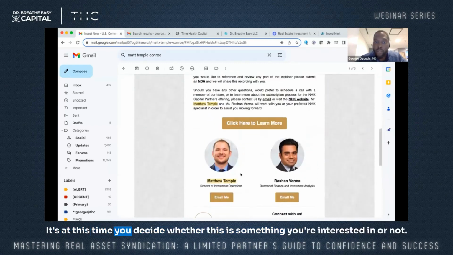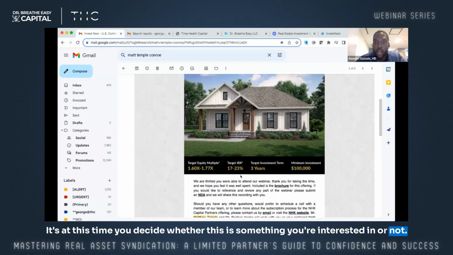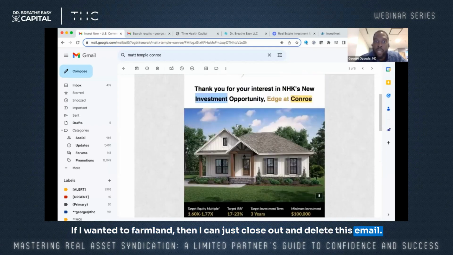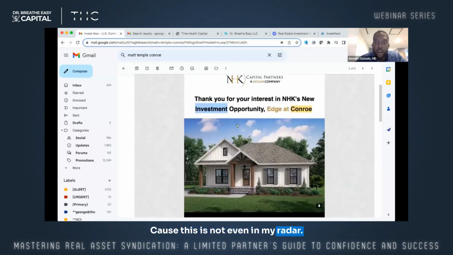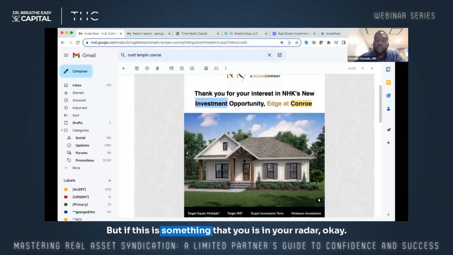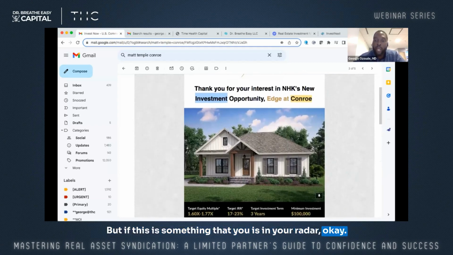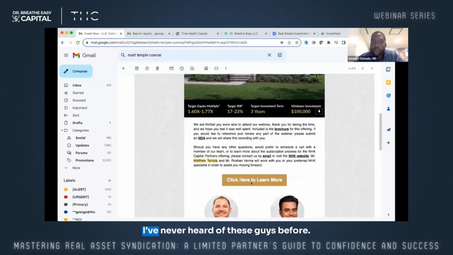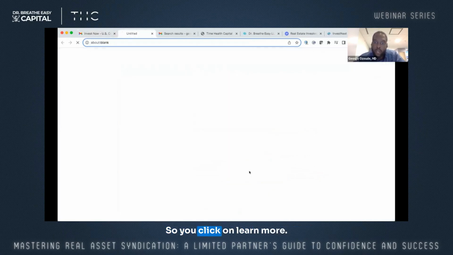It's at this time you decide whether this is something you're interested in or not. Do I want to invest in a development, or do I want to invest in farmland? If I want farmland, then I can just close out and delete this email because this is not even on my radar. But if this is on your radar, okay, I want development, I want Texas, I like these returns, I'm curious, I don't know yet, I want to learn more. I've never heard of these guys before. So you click on learn more.